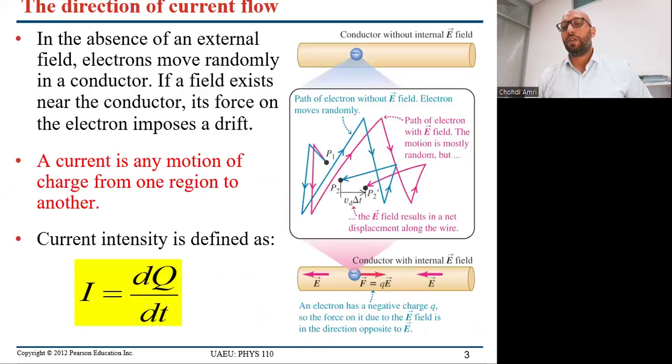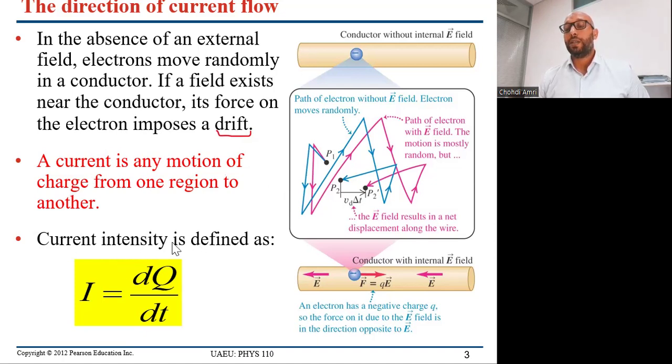Let's start with the definition of the current. In the absence of an external field, electrons move randomly in the conductor. If an electric field exists near the conductor, its force on the electrons imposes a drift velocity. So here we will talk about the drift velocity of the electrons imposed by the electric field. A current is any motion of charge from one region to another region. So this is the definition. Any motion of charge results in electric current.